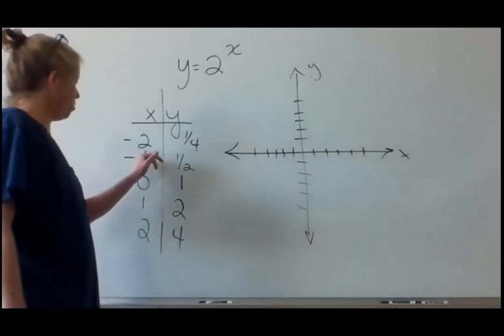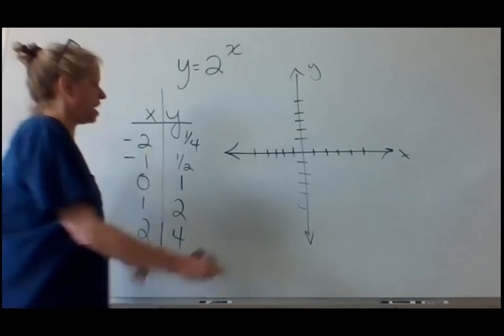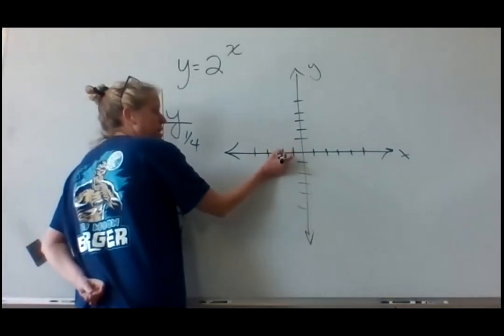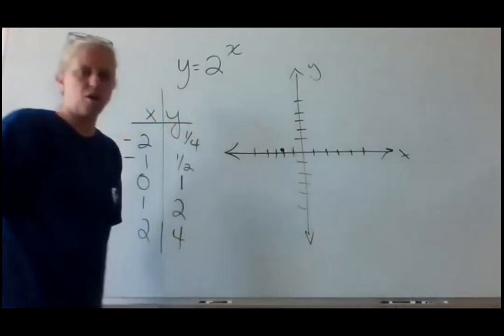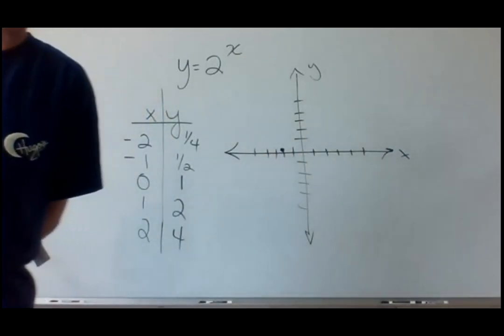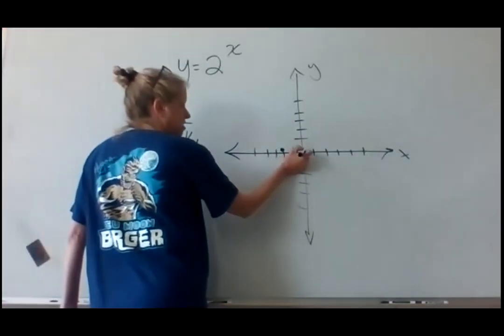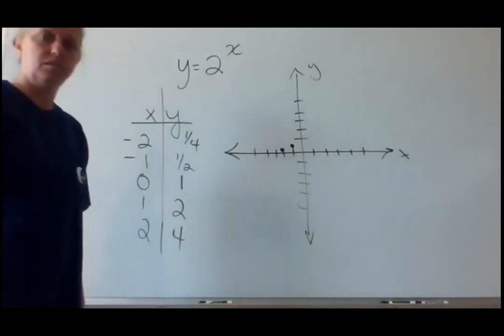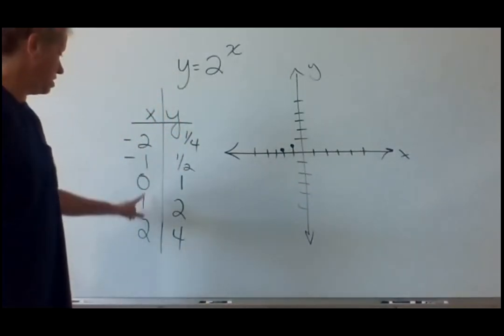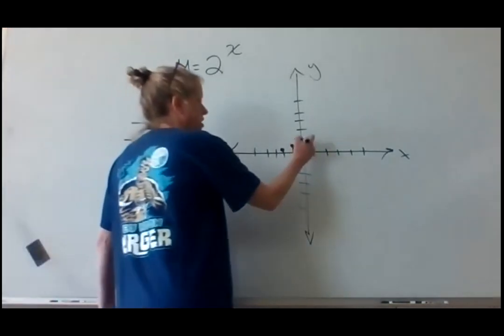Let's plot these points. -2, 1/4. If my x is -2, I'm going to go to the left 2. If my y is 1/4, I'm barely going up at all, right? Going up just a little bit. -1, 1/2 would be to the left 1, up 1/2. 0, 1. So left and right 0, up 1.